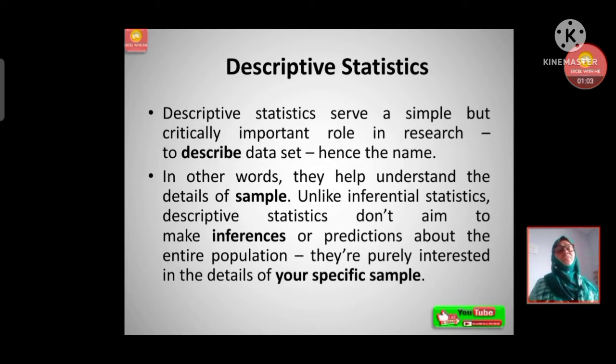In the previous classes, we have understood in detail about population and sample. Unlike inferential statistics, descriptive statistics don't aim to make inferences or predictions about the entire population. In research, we take the whole population, for example an organization, under which the sample will be some set of employees, or in a school, maybe one class, 6th or 8th class, which becomes the sample out of the big population of the whole school. So descriptive statistics are purely interested in the details of your specific sample.